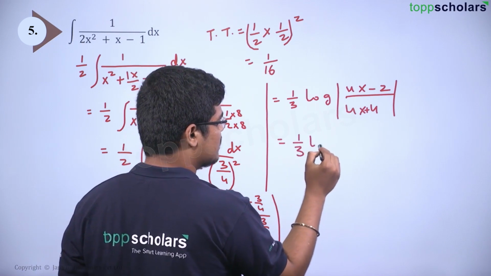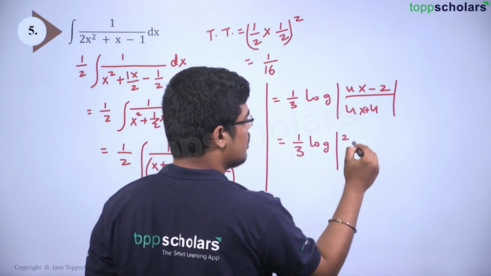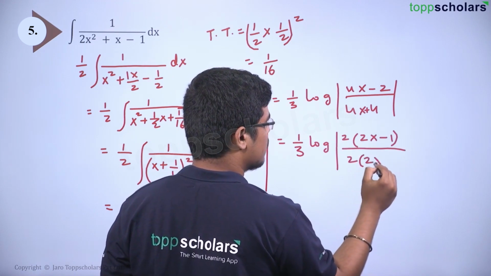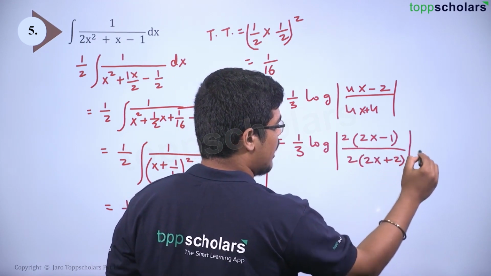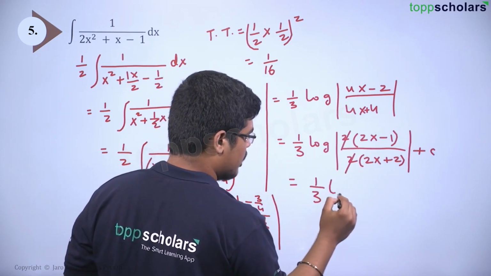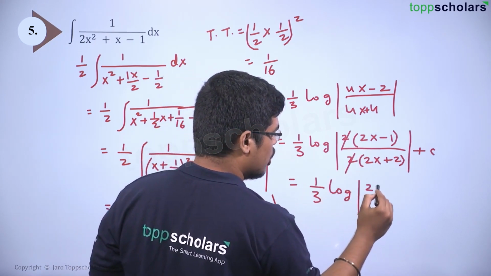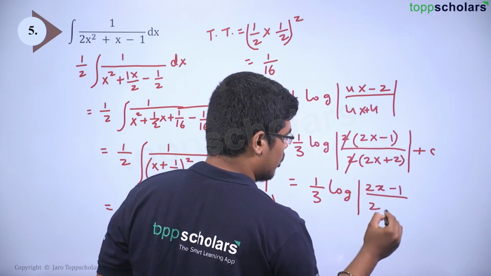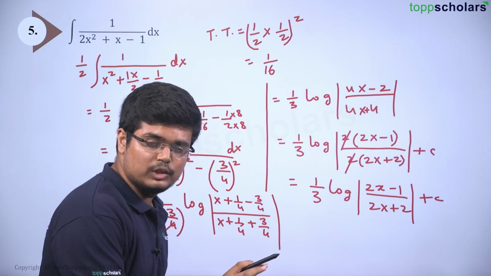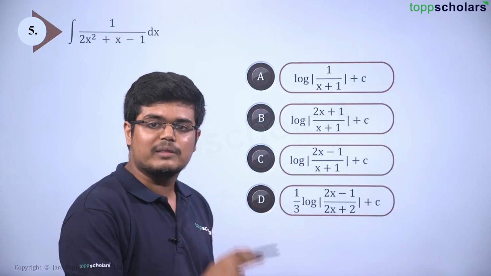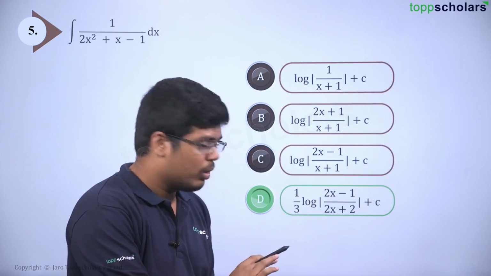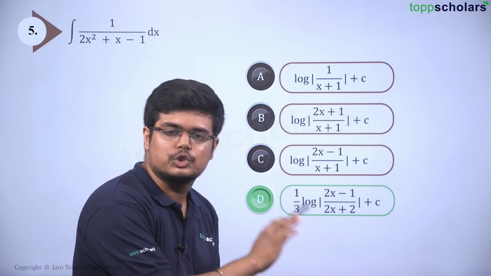Last step, we can just simplify this further. We can take 2 common. So this is 2x minus 1. We can take 2 common. This is 2x plus 2. And now, students, we can cut this 2. The final answer is 1 upon 3 log mod 2x minus 1 upon 2x plus 2 plus c. With that, we complete this question. We'll check the correct options. The correct option here is option D, 1 upon 3 log mod 2x minus 1 upon 2x plus 2 plus c.